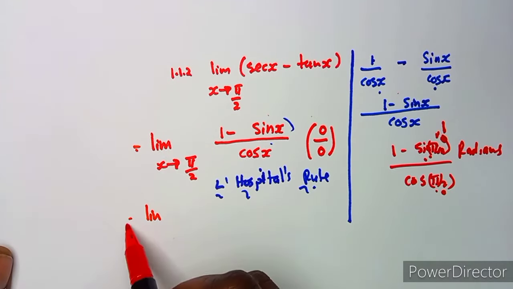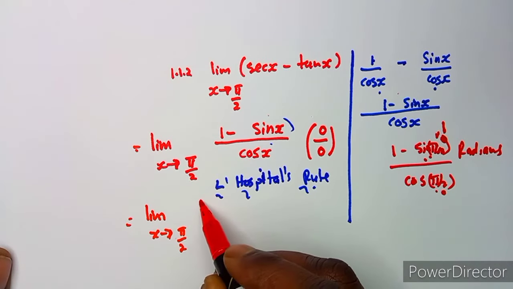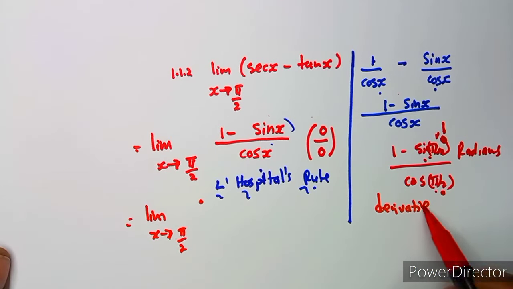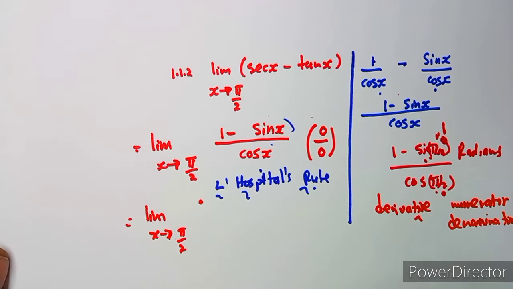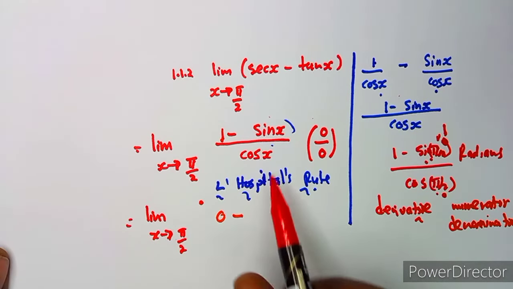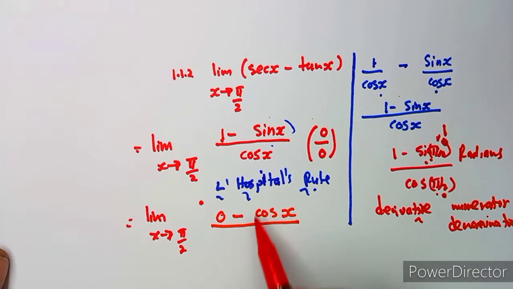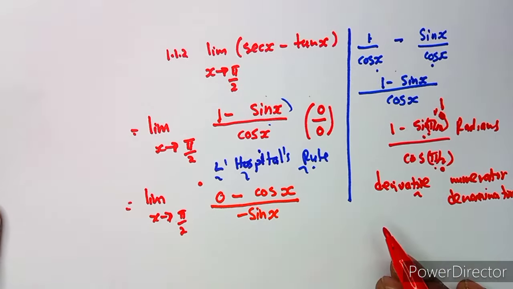So let's just put equal to here. You shall have the limit as x approaches pi over 2. So like I said, you're going to find the derivative of both the numerator and what? The denominator. So you're talking of the numerator and the denominator at the same time. So that means the derivative of 1, remember it's a constant, that's a 0 there. So you're going to have 0 minus, remember the derivative of sine changes into what? Into cos. And the derivative of cos is negative sine. So this is what you're going to have at the end.